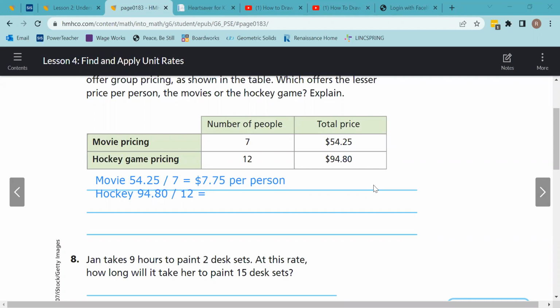So we have $7 whole, and again, that is not 9 cents. That is 9 in the 10th place, which makes it a dime. That's 90 cents. Oh no. So label it $7.90 per person. Which is the better price? The lower cost is the better price. So the movie is the better deal. Or cheaper price for Mr. Sen.